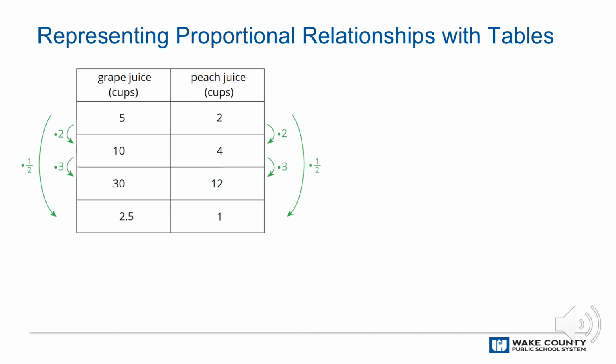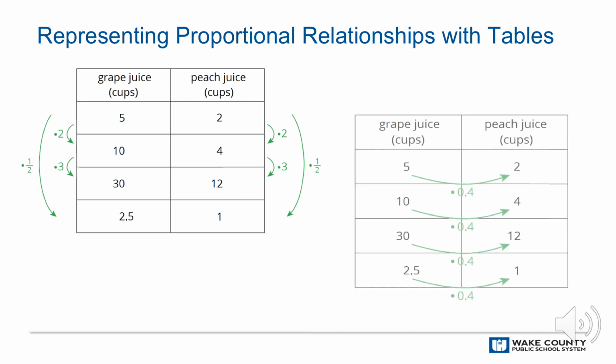In a table of equivalent ratios, a multiplicative relationship between the pair of rows is given by a scale factor. The relationship between the quantities of grape juice and peach juice is a proportional relationship. In a table of a proportional relationship, there is always some number that you can multiply by the number in the first column to get to the number in the second column for any row.